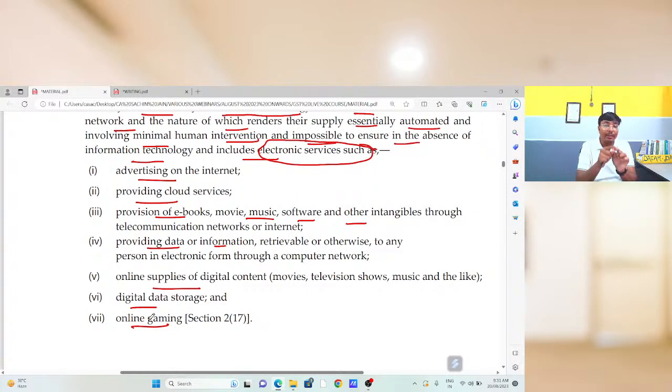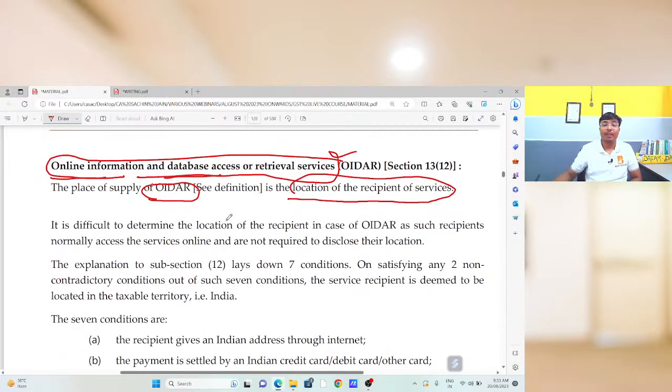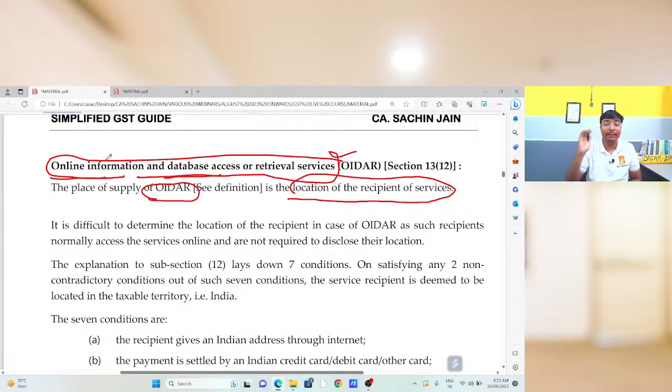Now, what will be the place of supply in case of OIDAR services, online information and database retrieval services? We are going to discuss from the language of law. In case of online information database access and retrieval services, the place of supply will be the location of the recipient of service. Suppose if I am taking certain online services, in that case, my location will be treated as the place of supply, and IGST, CGST, SGST are charged accordingly.